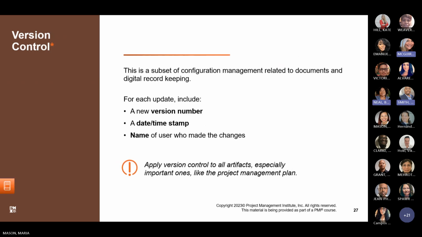Version control, as I mentioned before, is very important. Each time a file is updated, give it a new version number. Those version numbers typically include a date and a timestamp and the name of the user who made the change. This provides a digital paper trail of the document's history. Use version control for important artifacts such as subsidiary project management plans, the scope document, and other key documents.